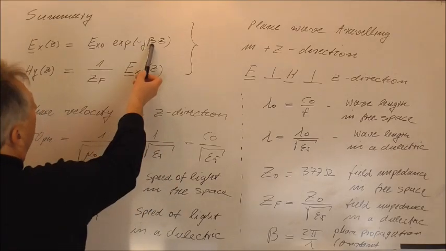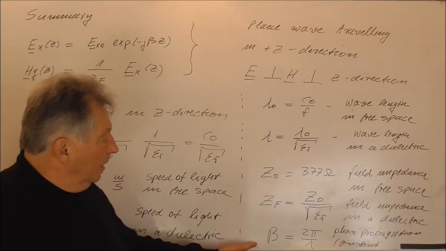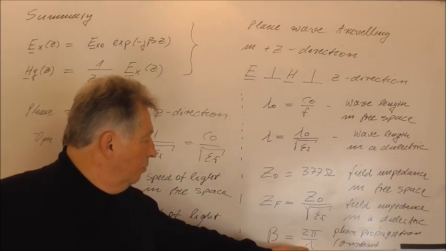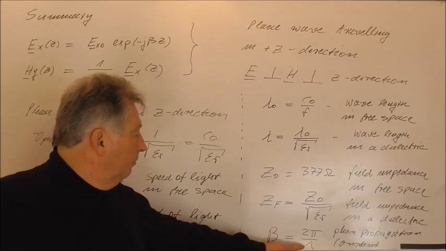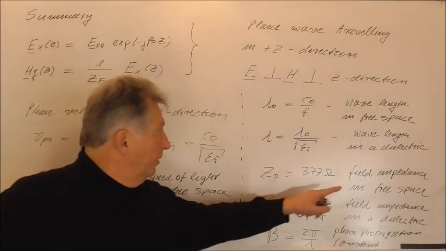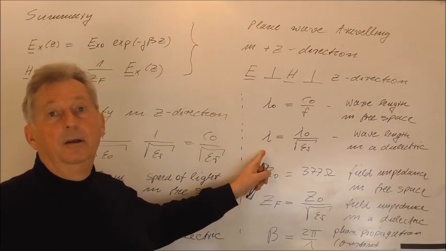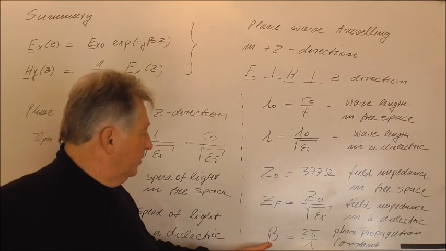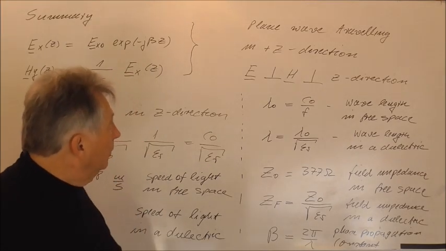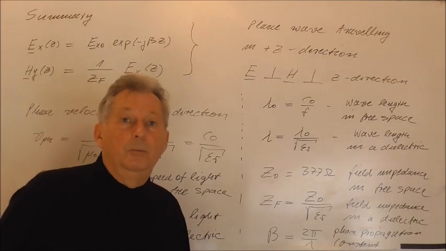And here you see the phase propagation constant, and the phase propagation constant is related by this equation to the wavelength. So we can distinguish between the phase propagation in free space, then we have to substitute here lambda naught. If we are in a dielectric, then we have to substitute lambda here. So this summarizes up to now our knowledge about a plane wave.